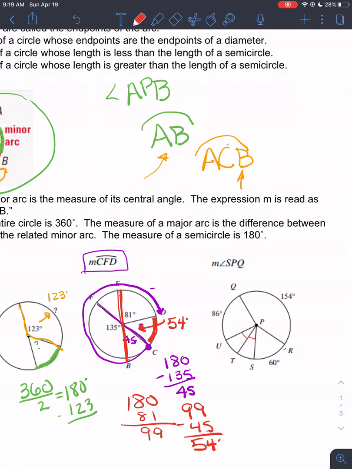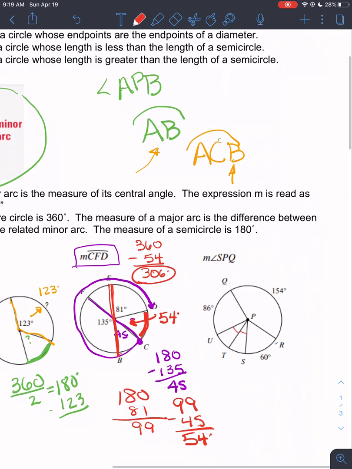So to answer their question again, what's the measure of arc CFD? We're going to take 360, we're going to subtract 54, and it looks like our major arc is going to be 306 degrees. Last one, here we go.